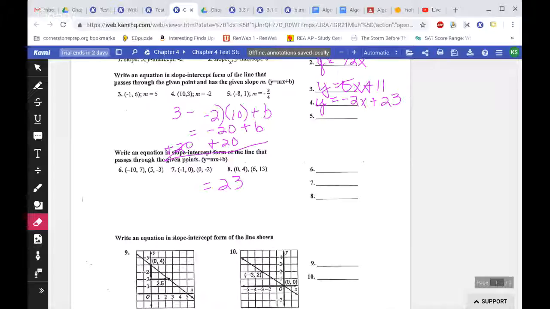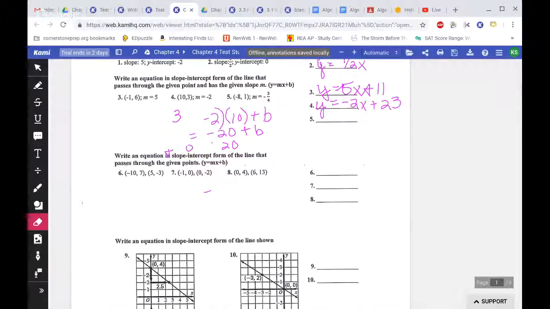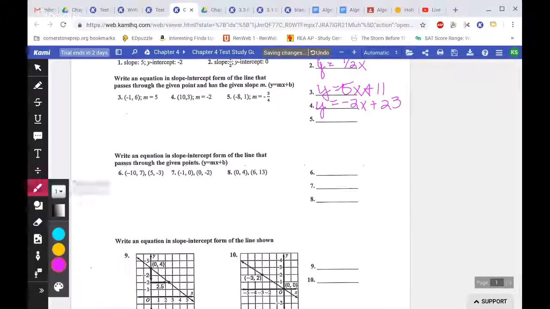All right, number 5. Okay, so number 5. Oh, y'all are quiet on this one. Wonder why? There's a fraction in it.